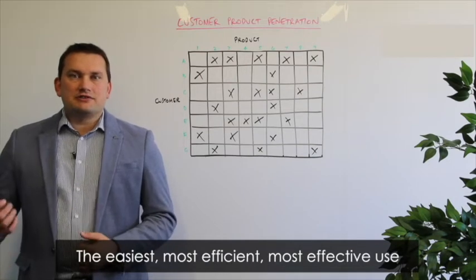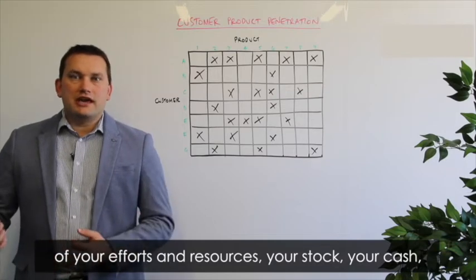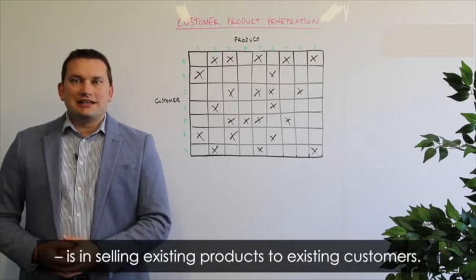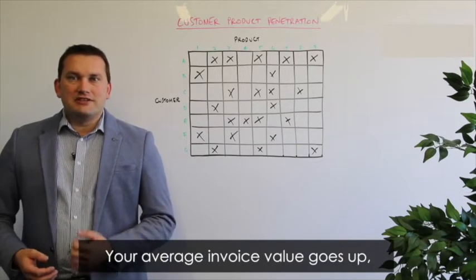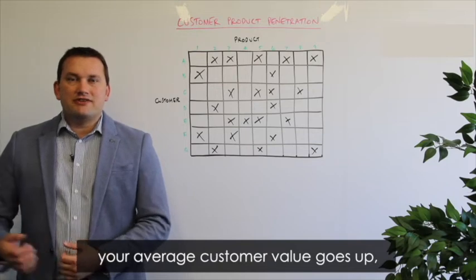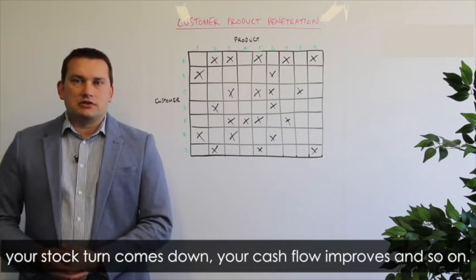So the easiest, most efficient, most effective use of your efforts and resources, your stock, your cash, your salespeople, is in selling existing products to existing customers. So your average invoice value goes up, your average customer value goes up, your stock turn comes down, your cash flow improves and so on.